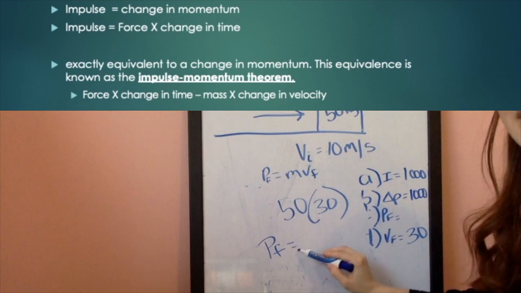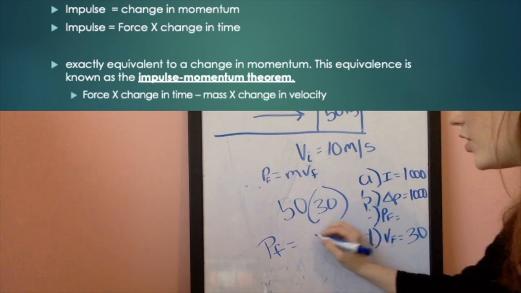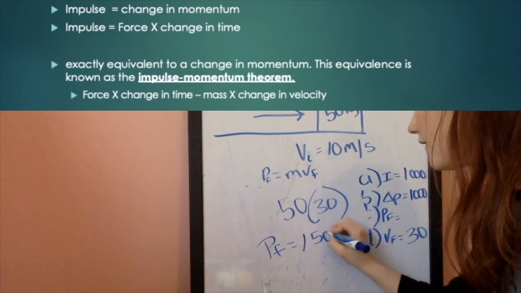So our final momentum is going to equal 50 times 30, which is going to be 1,500.